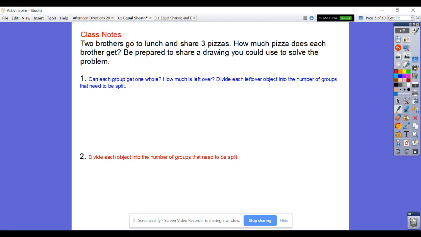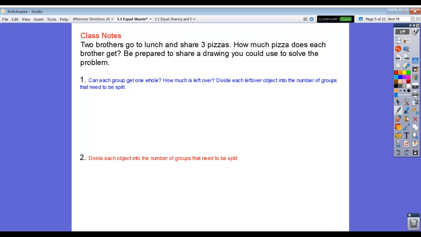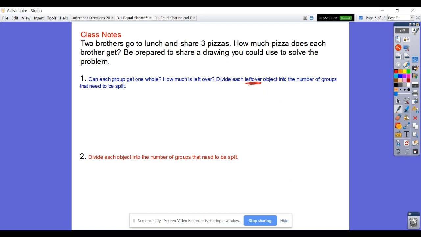Okay, so now I still want you to write this down in your notes, but we're going to go over two possible ways, and you can see if they match up with what your solution was. So the first strategy would be to think, can each group get one whole? How much is left over? And then divide the leftover object into the number of groups that need to be split. Let me show you what I mean by that.